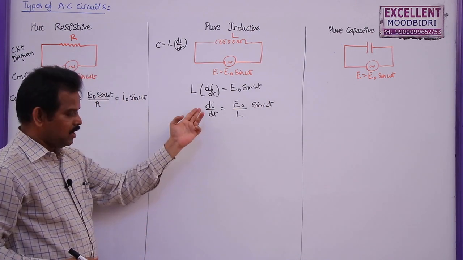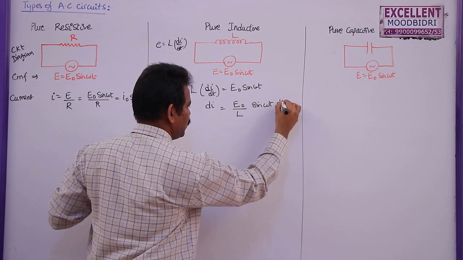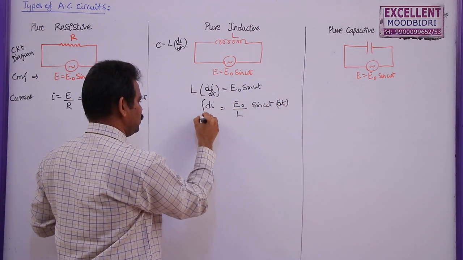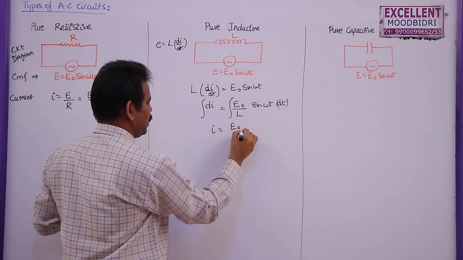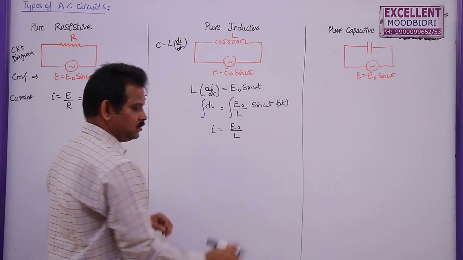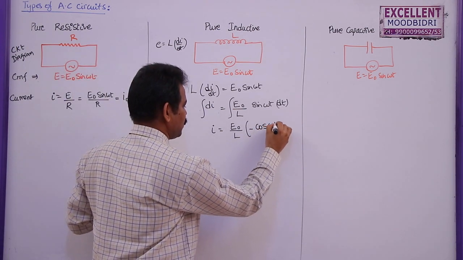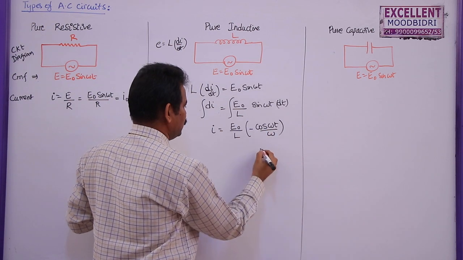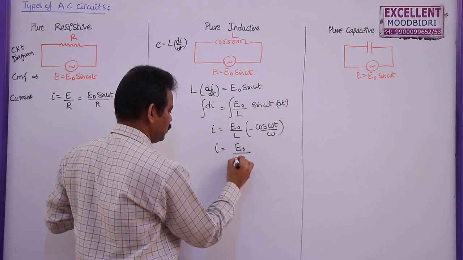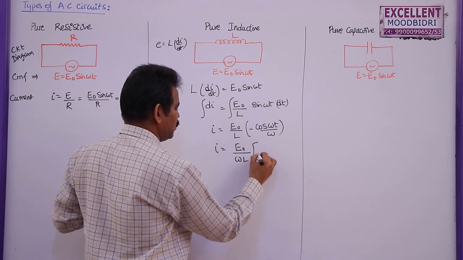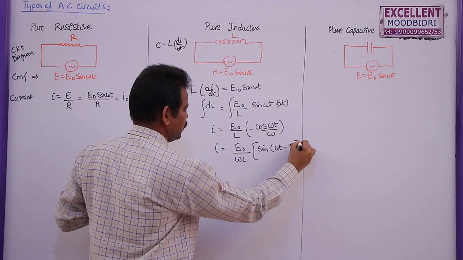But I need I here. So bring this dt to this side: sin omega t dt. Now integrate on both sides. So I will become E naught by L, and the integral of sin omega t will be minus cos omega t by omega. Now from this I can write I is equal to E naught by omega L times sin omega t minus pi by 2.